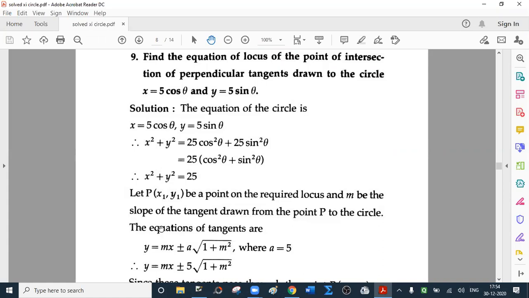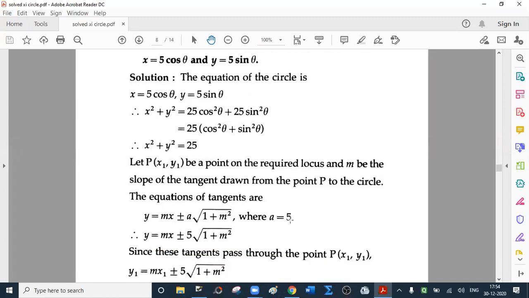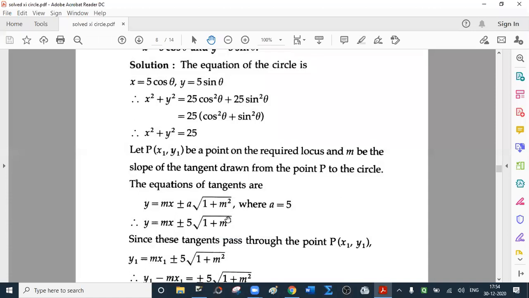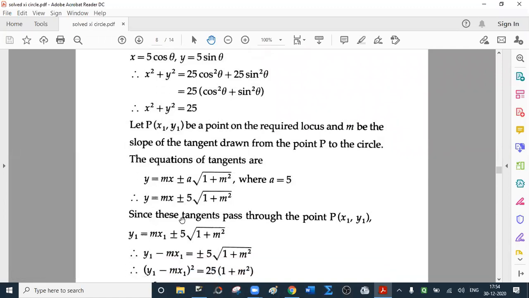We have already done this. The equations of tangents are y = mx ± a root(1 + m²). But a is 5 here. So y = mx ± 5 root(1 + m²). Now tangents pass through which point? (x1, y1). Why? Because from that point only they are drawn. So this has to lie on the tangent. Right? If we say no, then we are lying. So y1 = mx1 ± 5 root(1 + m²).